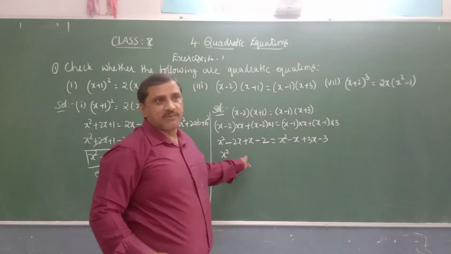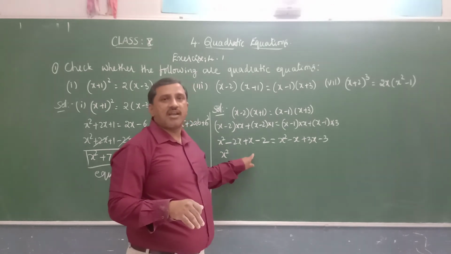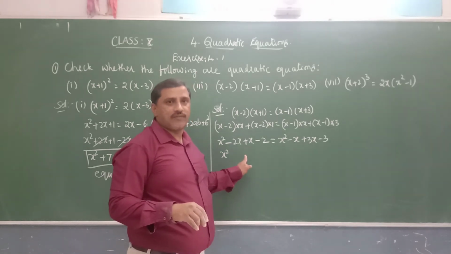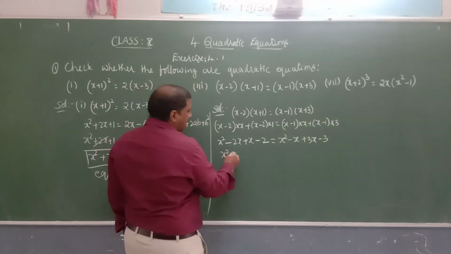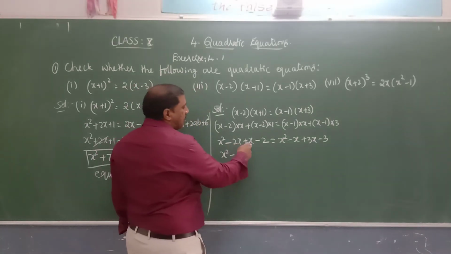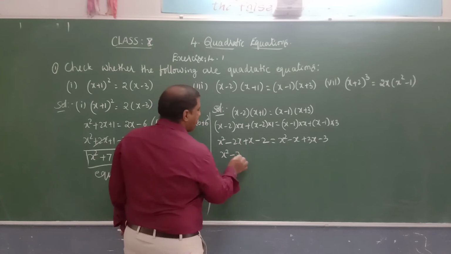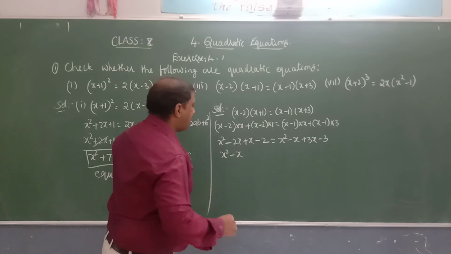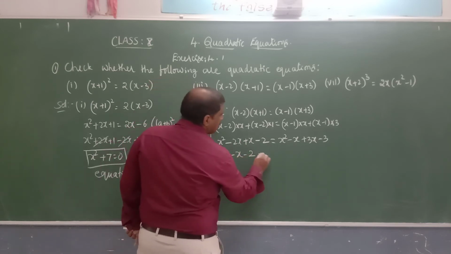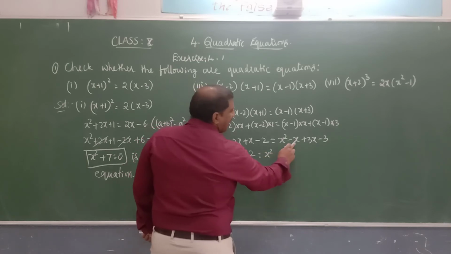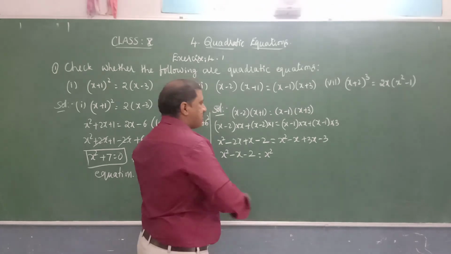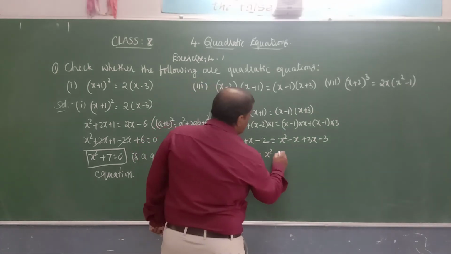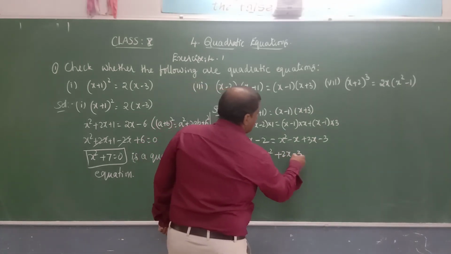Two are like terms with different signs. Subtract the smaller coefficient from the greater coefficient and take the greater number's sign. Here minus 2 is greater, therefore we get 2 minus 1, it is 1, that is minus 1x, or simply minus x. Minus x minus 2, that is equal to x square. Again here, minus x plus 3x, two different signs, subtract. 3x minus x is equal to 2x, plus 2x minus 3.